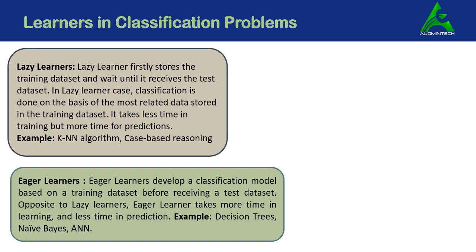And then we have eager learners that develop a classification model based on the training data set before receiving a test data set. Opposite to lazy learners, eager learners take more time in learning and very less time in prediction. Examples are decision trees, naive Bayes, and artificial neural networks.